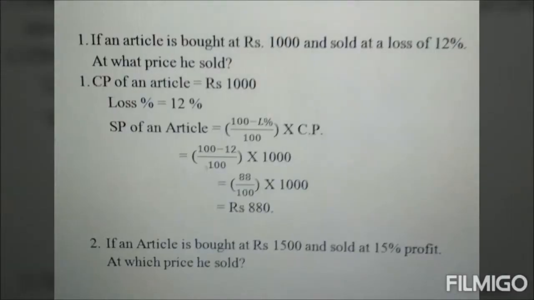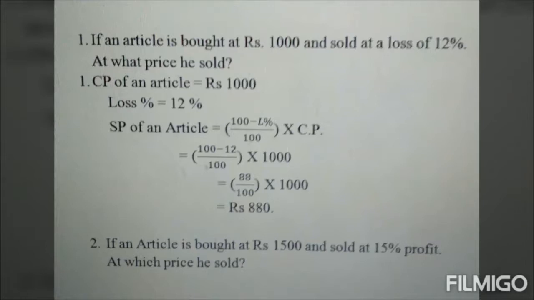If an article is bought at rupees 1000 and sold at a loss of 12%, at what price did he sell it? Means someone has bought an article for rupees 1000 and sold at a loss of 12%. So we have to find the selling price. We can write cost price of the article is 1000, loss percent is 12%, and selling price of the article will be 100 minus loss percent upon 100 into cost price, means 100 minus 12 upon 100 into 1000. 100 minus 12 means 88 upon 100 into 1000. So we cut two zeros and it becomes 880.